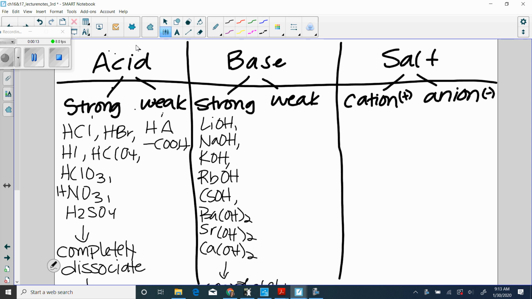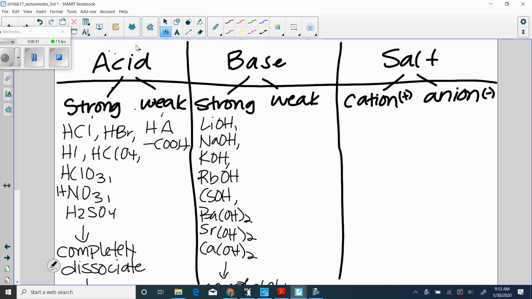Okay. Yesterday we learned how to do math if it's a strong acid or strong base. That's super easy math. We're just plugging it into our log equation and getting answers. Today we're going to learn how to do the math for the weak acids and the weak bases. So step one, you have to figure out if it's strong or weak.